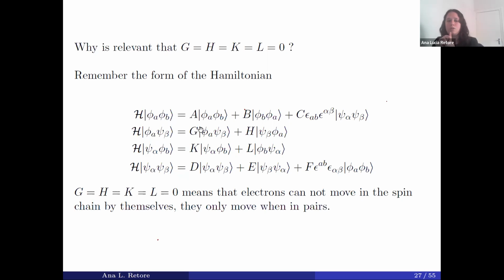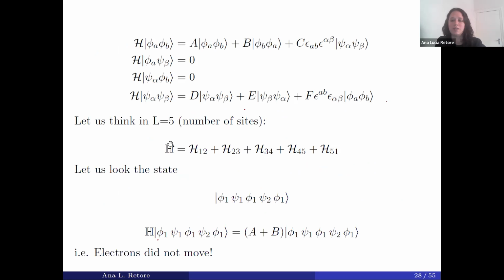So if particles are alone in this chain, they just don't move. For example, if you see 5 particles, you have this Hamiltonian. And if you have a 5 psi, you act with the Hamiltonian and you get the eigenvalue. Nothing changes, because the particle just stays there. So we need at least two electrons together to move. These 3 models we found have this nice property, so you can study physical things in some sense.